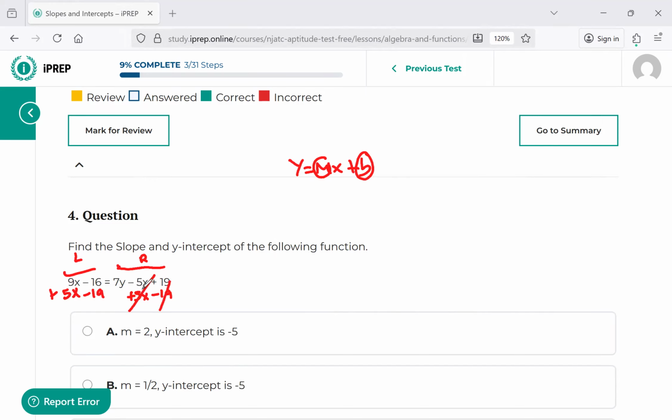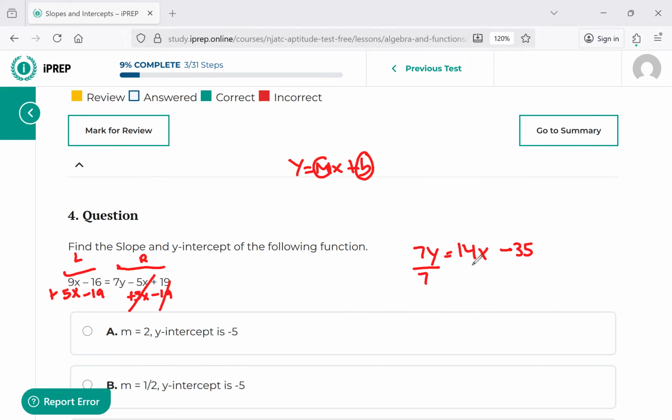Okay, so this cancels, this cancels. So you're left with 7y. You could put this on the right or left. It doesn't matter because of the commutative property. I'm just going to put it on the left because I like y on the left. That's it. And then what's 9x plus 5x? 10, 11, 12, 13, 14x. And then what's negative 16 and negative 19? Negative 35.